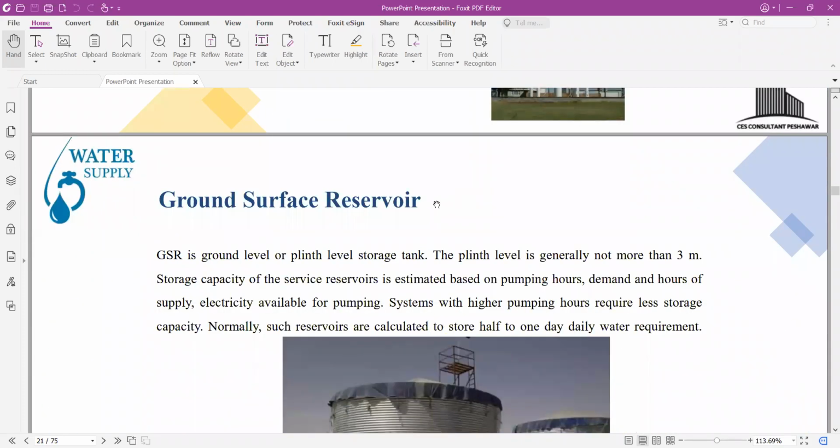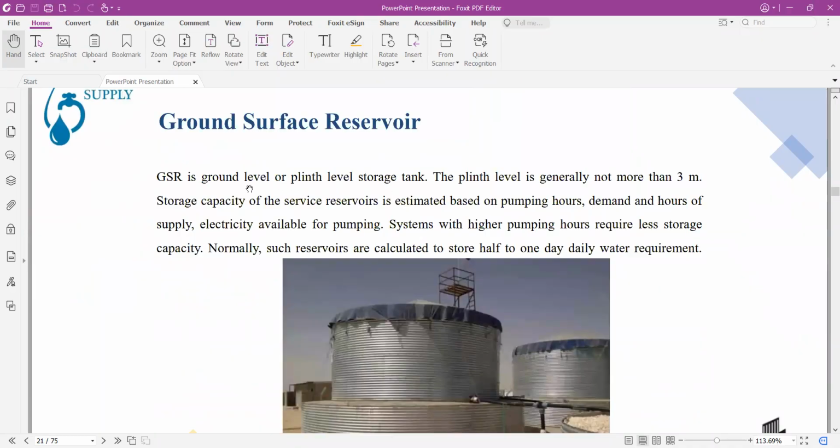Ground surface reservoir is also used for storage of water in a community, mostly where electricity is not available for pumping, and the pumping system is used mostly for 8 to 12 hours in a day. So to fulfill the demand for the remaining hours, we mostly use the ground surface reservoir.